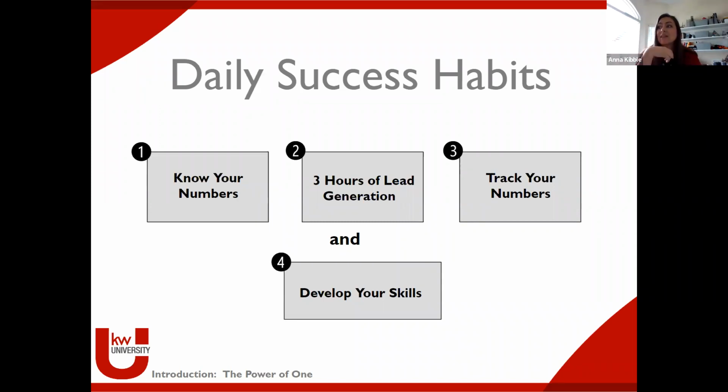The second daily success habit, lead generating for three hours every day. Tracking our numbers, knowing exactly what we're doing, where we're spending our time and where that effort's at, and developing our skills, something that we should be doing every single day, sharpening the saw for that.